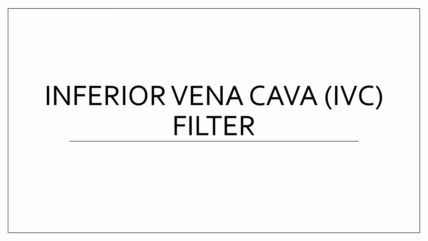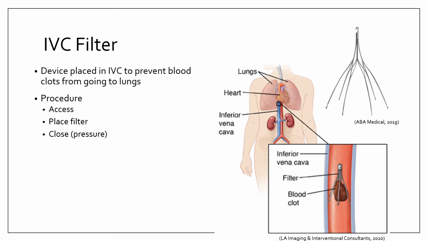IVC filter placement. It's an inferior vena cava filter placement. This is done to prevent blood clots from going to the lungs. So this can be done in patients that have a blood clot in their lower extremities, in their arms, somewhere in their body, and we want to prevent that from going into their lung. It can also be done prophylactically to prevent blood clots that may form from going to the lungs.